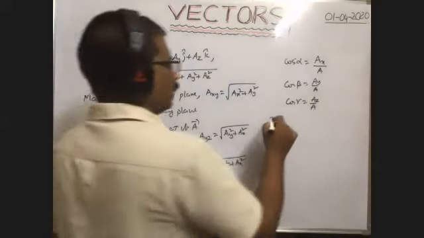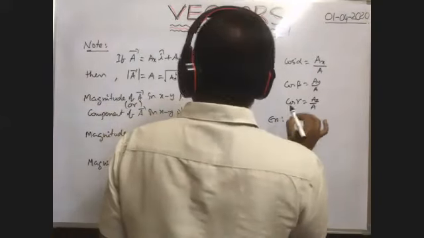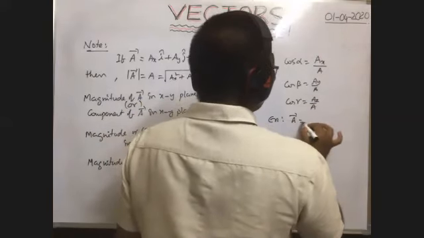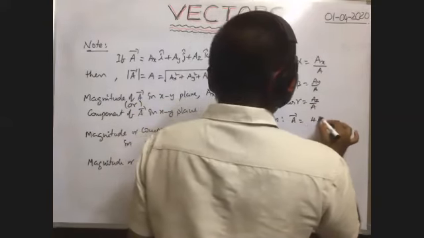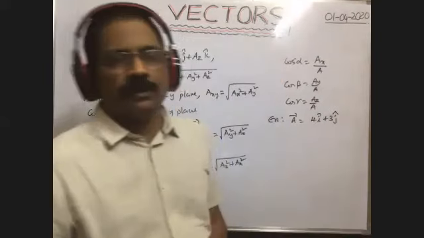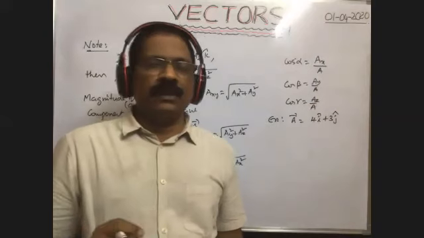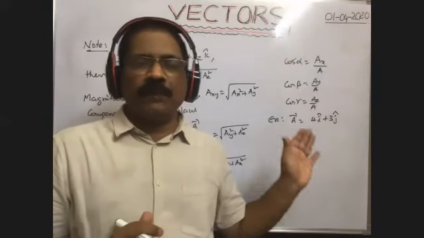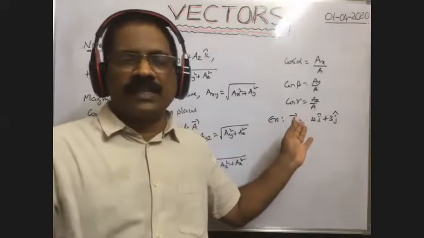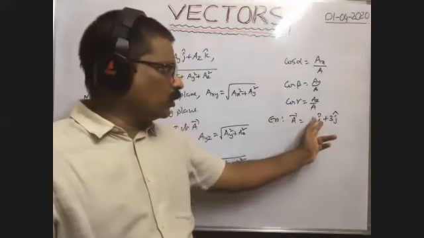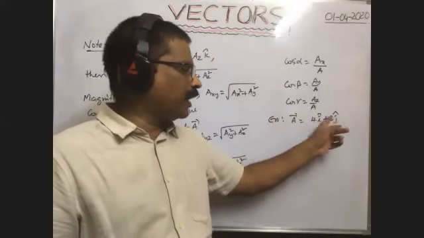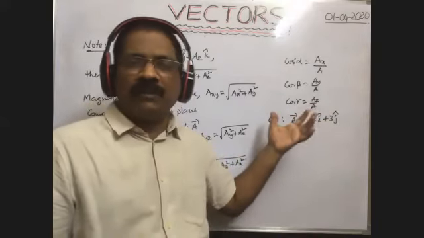One example I will discuss. Suppose a bar is given as 4i cap plus 3j cap. Does this given vector lie in a plane or space? It has only two components, I cap and j cap. They may also give j cap, k cap, or k cap, I cap. That may be given in that form.